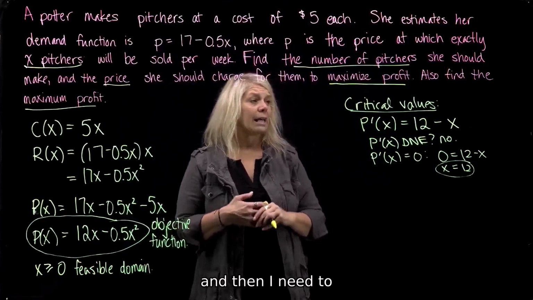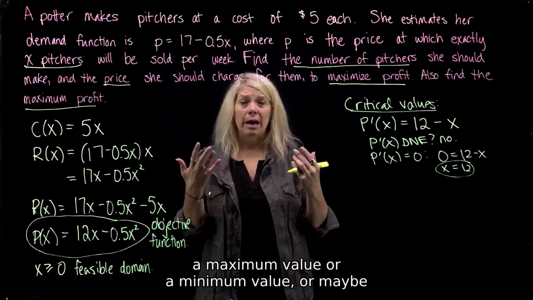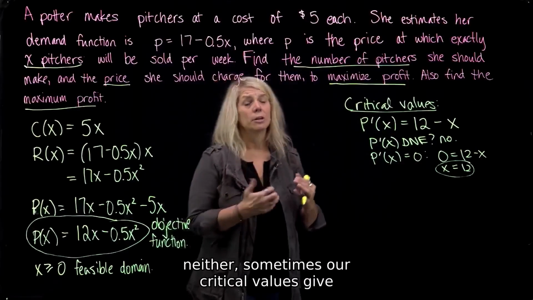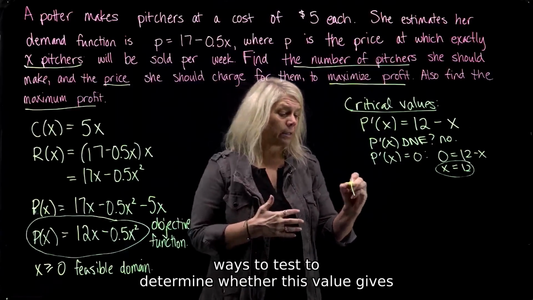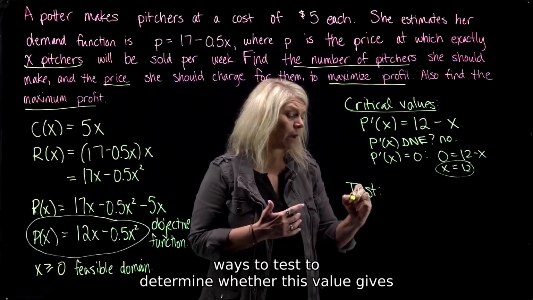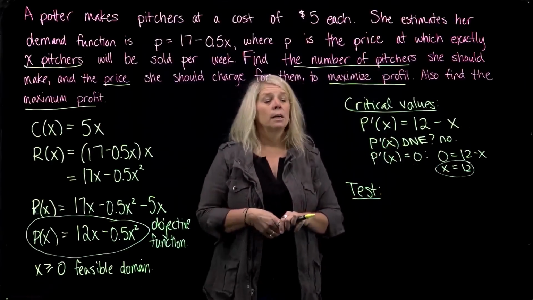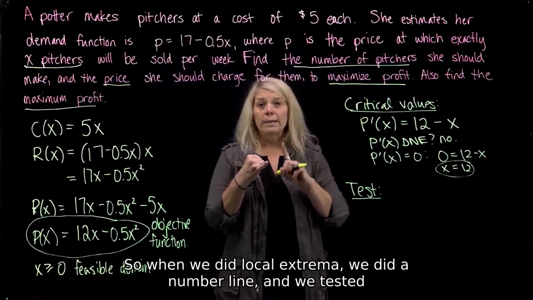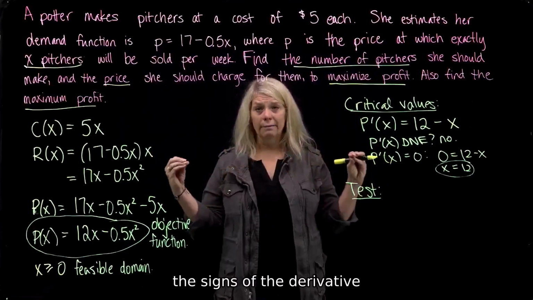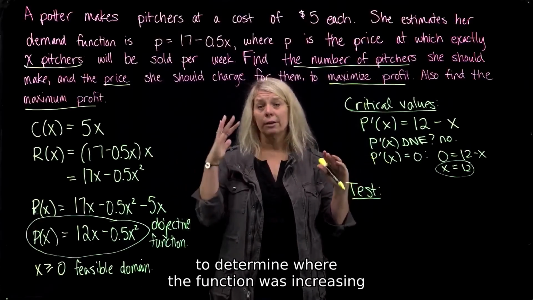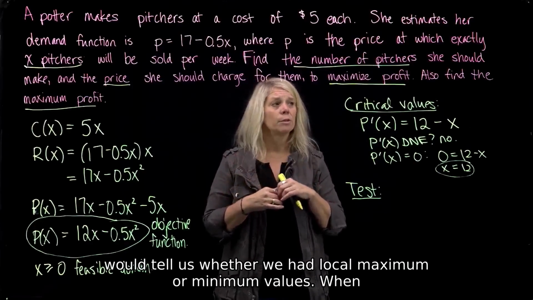All right, and then I need to test to see if that critical value gives us a maximum value or a minimum value, or maybe neither. Sometimes our critical values give neither. So we talked about several different ways to test to determine whether this value gives us a maximum or a minimum, or maybe neither. When we did local extrema, we did a number line, and we tested the signs of the derivative to determine where the function was increasing and where it was decreasing, and then that would tell us whether we had local maximum or minimum values.